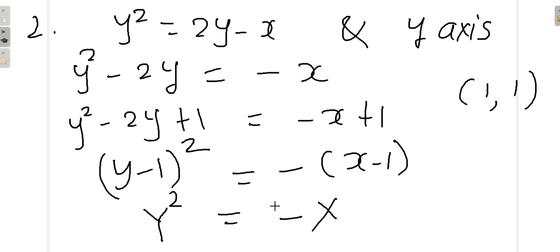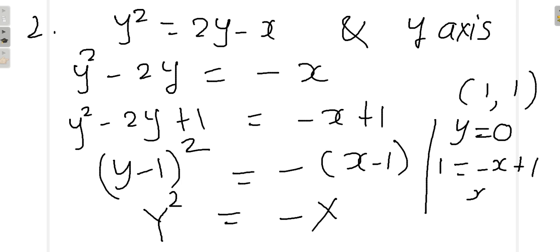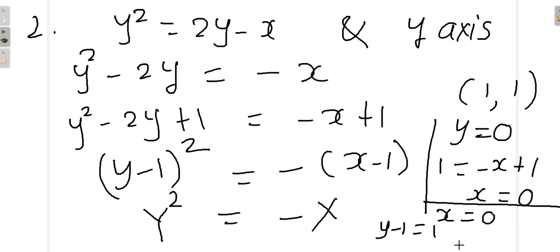Now find where the curve meets the x-axis. Put y equal to 0. You get x equal to 0. So 0, 0 is one point. Now you put x equal to 0. If you put x equal to 0 here, you get (y minus 1) square equal to 1. So y minus 1 is 1, or y minus 1 is minus 1, and that gives you the value of y as either 0 or 2.